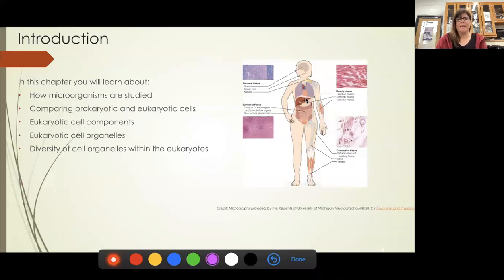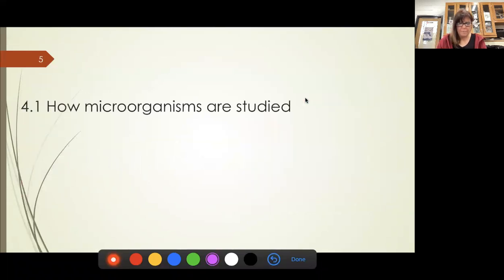We will be looking at the components, what makes up a eukaryotic cell, and the organelles inside the eukaryotic cell, and the diversity of the organelles in eukaryotes. We keep talking about eukaryotes because eukaryotes have this compartmentalization with different organelles where prokaryotic cells do not, and that's what we're going to look at here.